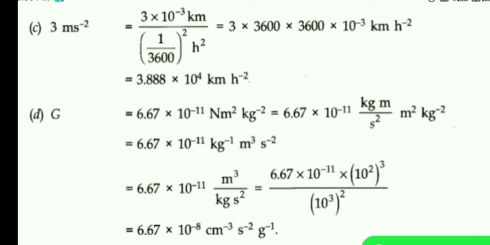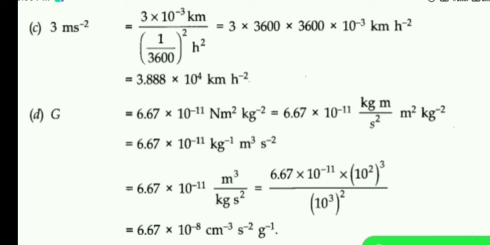Solving this one, we get 3.88, or approximately we can say 3.9 into 10 to the power 4 kilometer per hour square. Next one, universal gravitational constant, which is represented by capital G. The value of capital G is 6.67 into 10 to the power minus 11 Newton meter square per kg square.